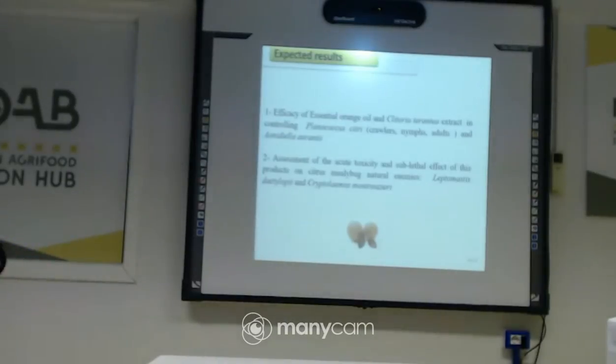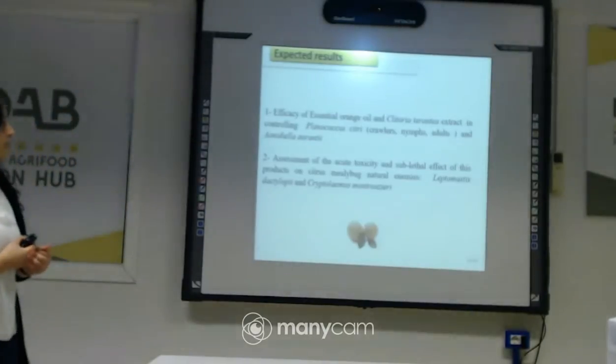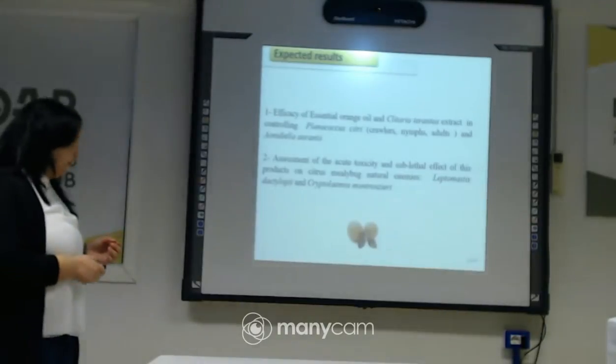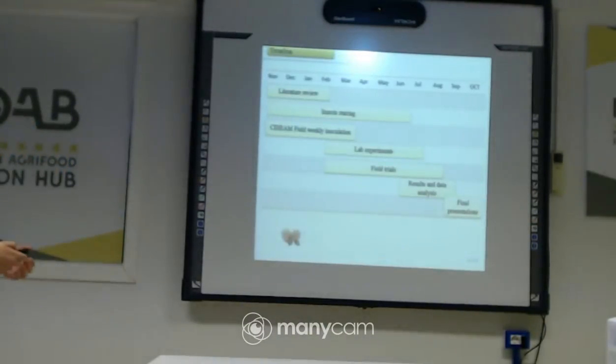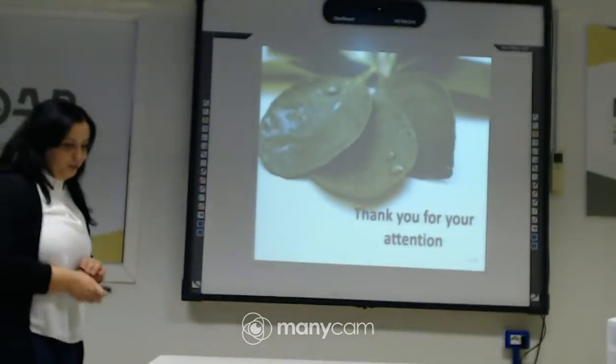So the expected results are the efficacy of essential orange oil and Clitoria ternatea extract in controlling Planococcus in all its stages, crawlers, nymphs, adults, and on Aonidiella aurantii. And the assessment of the acute toxicity and sublethal effect of these products on citrus mealybug and natural enemies, so Leptomastix dactylopii and Cryptolaemus montrouzieri. So this is the timeline. We are here, and coming soon are the lab experiments and field trials. These are the references cited in the presentation, and thank you for your attention.